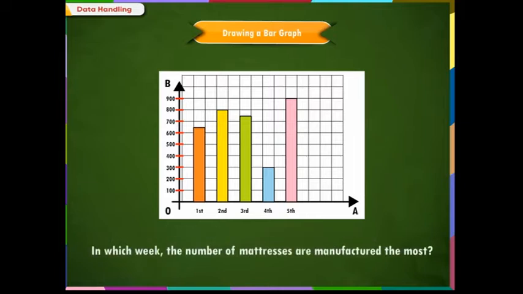In which week are the number of mattresses manufactured the most? It is clear from the graph that in the fifth week, the number of mattresses manufactured was the most.